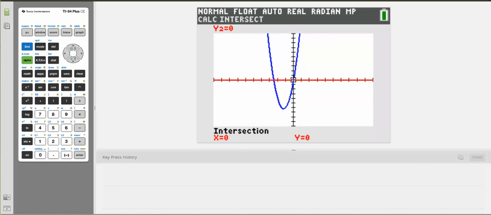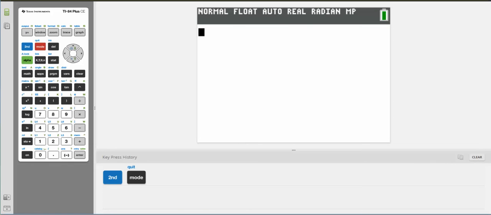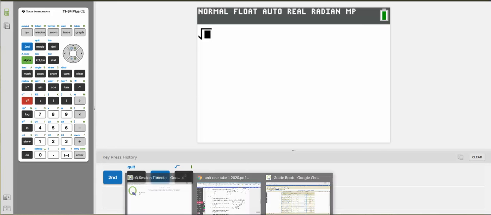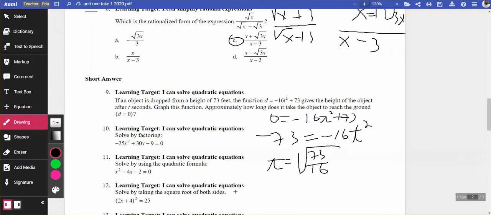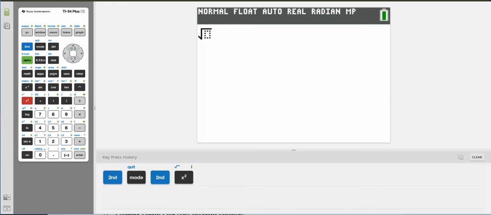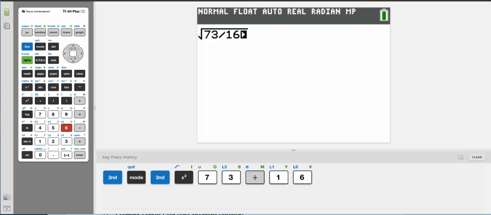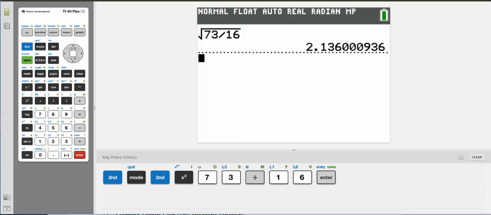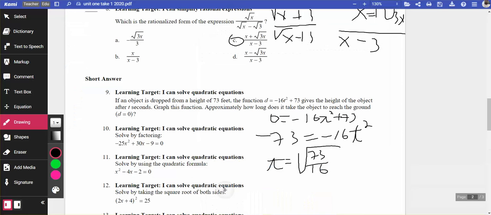If I punch it in my calculator, and of course I'm not going to graph it, I'm literally just going to take the square root of 73 divided by 16. It's going to give me 2.13 seconds. Now, if you graph it, it does the same thing too. So that's number 9.